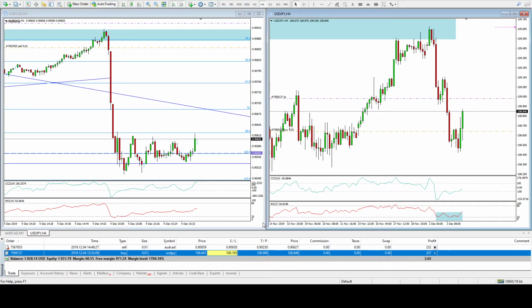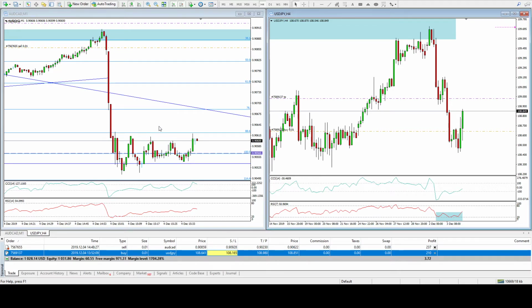Okay, I took 43 pips profit. If the price breaks above this 88, I'm gonna also close the other one. Otherwise, I'm gonna let the other one run. I didn't want to lose 40 pips. So let's see. I'm trying to add some lines here. Okay.